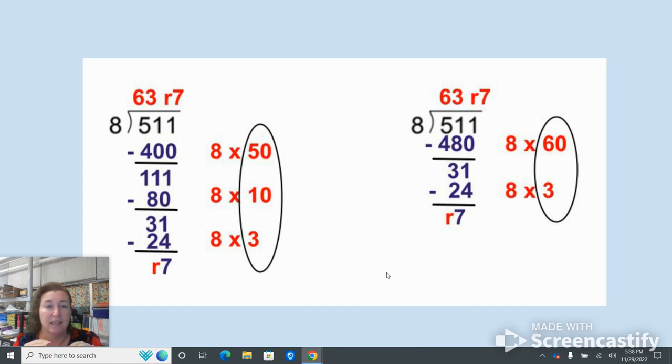So this is the final method your students have learned. But they're responsible for all those models, the area models, being able to do it with the counters, being able to do that repeated subtraction. And then next year, they'll learn long division.